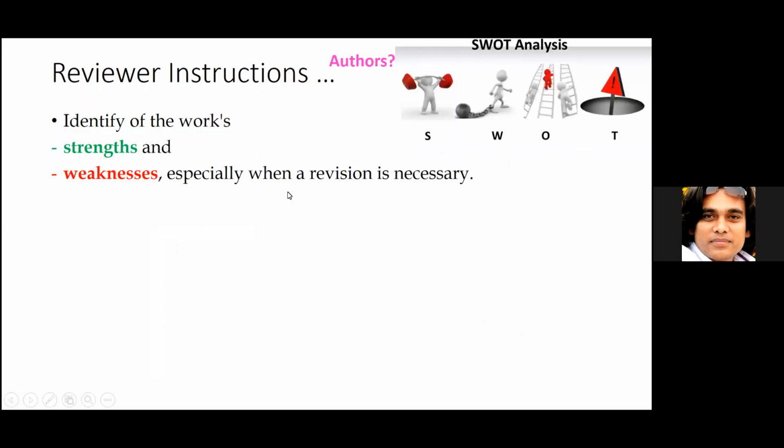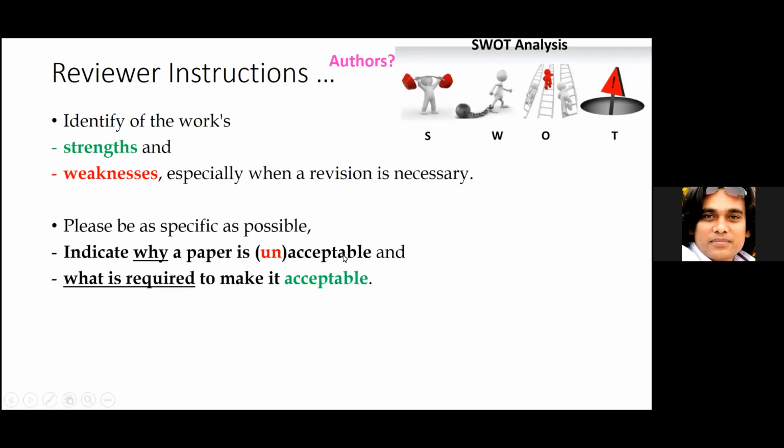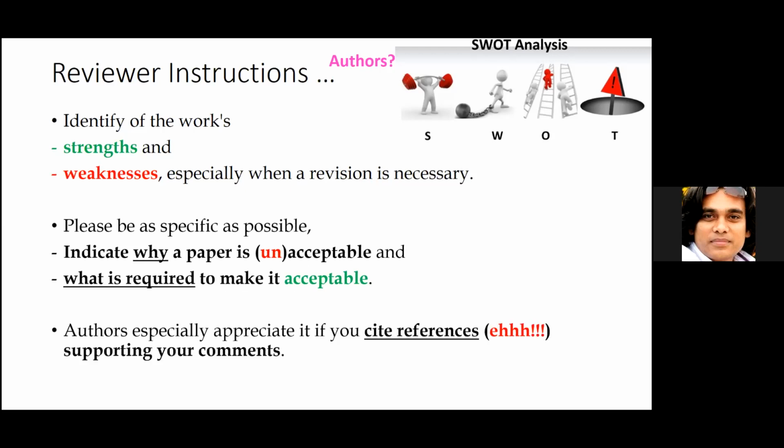SWOT analysis: strength, weakness, and so on. This kind of information is important. Authors check this for their paper, and reviewers also need to check what the strengths of the paper are, whether revision is necessary, and indicate why a paper is unacceptable, or if it is acceptable, what the important things to add are. And authors especially appreciate it if you cite references supporting your comments.